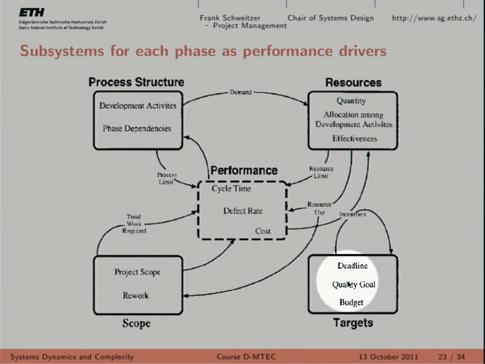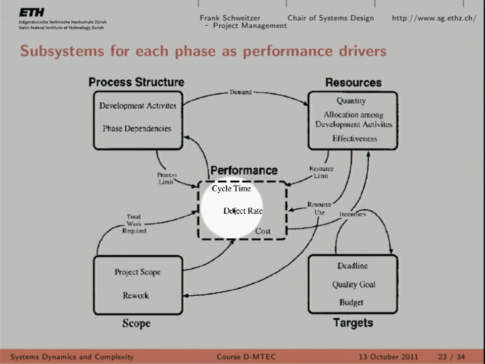And you have your quality, mostly quality targets, but also, of course, time targets and budget targets. And all of these different subsystems affect the actual performance of that phase. The actual performance in terms of cycle time, defect rate, and cost. Cycle time is basically how many times you have to go back.